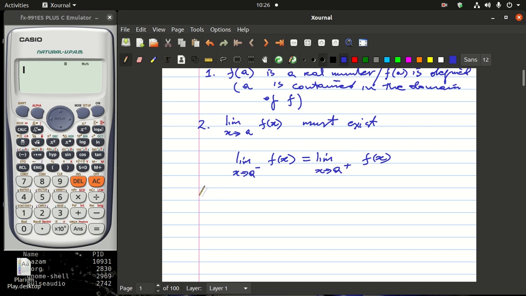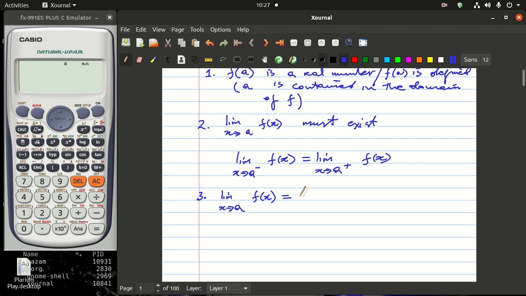And then the last one, which is the last condition, is saying that if I take the limit as x approaches a of f of x, this must be equal to that value that we get when we're plugging in a in this function.